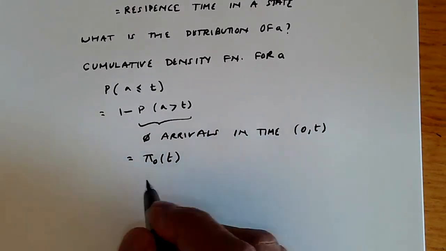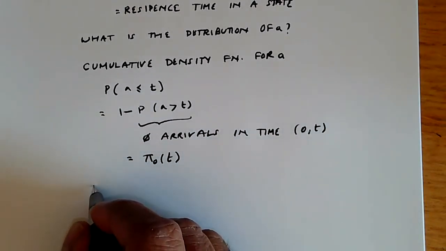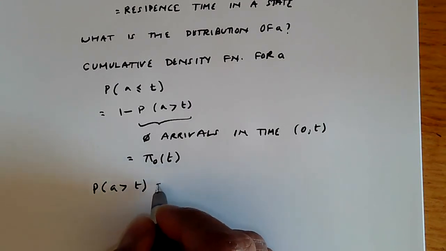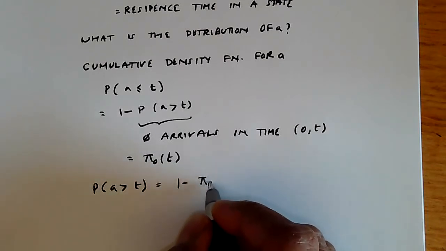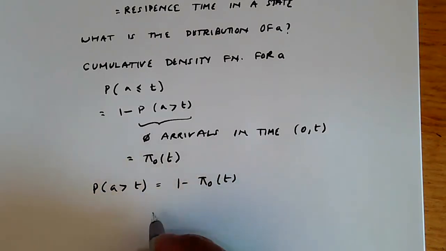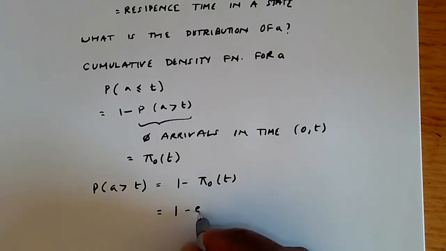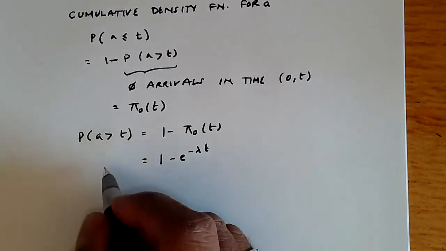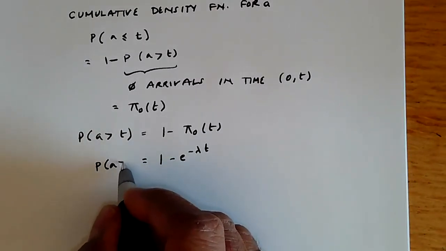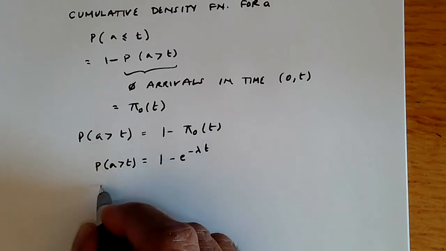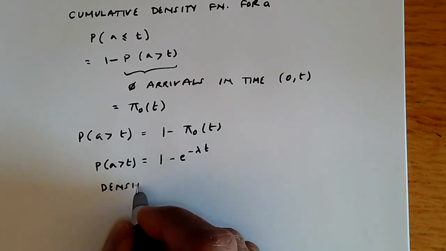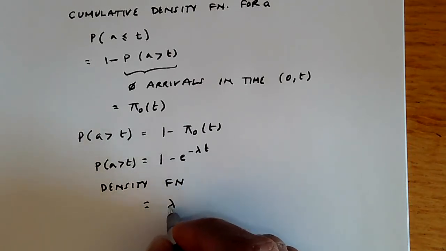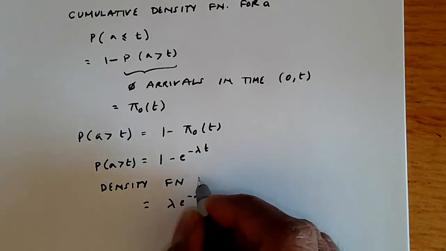So this means that the probability that A is greater than T is going to be pi 0 T. And we already know what pi 0 T is. It's e to the minus lambda T. And so from this, the probability that A is less than or equal to T is 1 minus e to the minus lambda T, which means the density function for A is the derivative of this, which is lambda e to the minus lambda t, the density function for A.